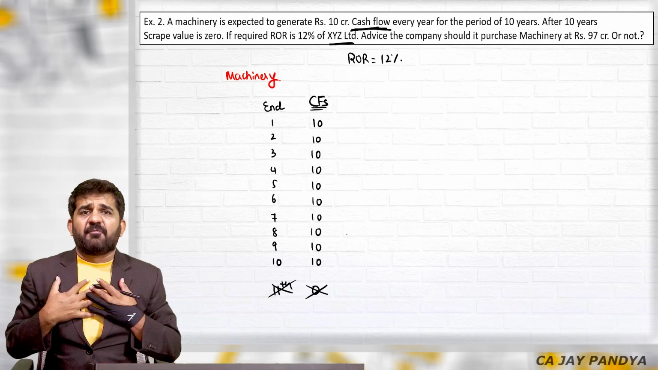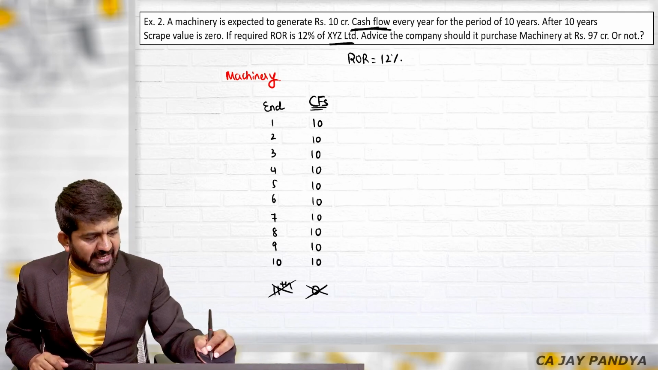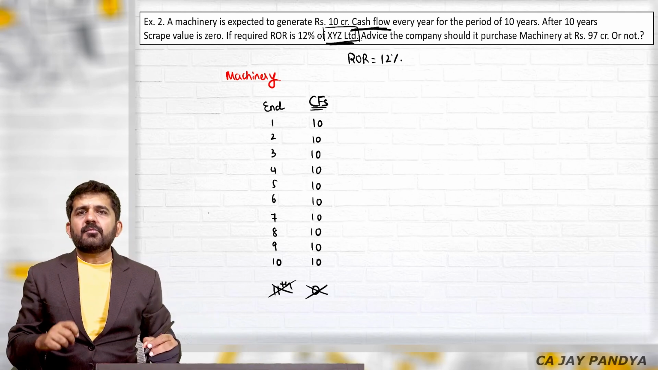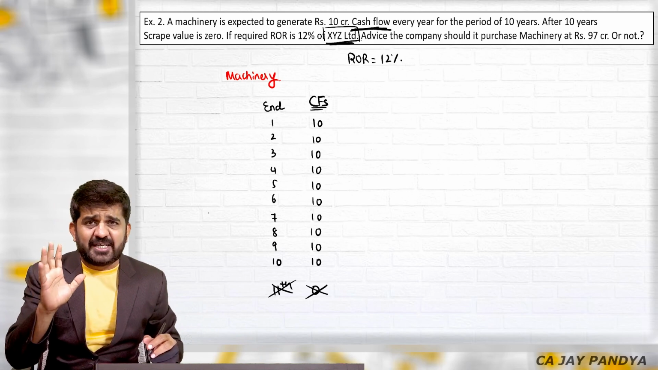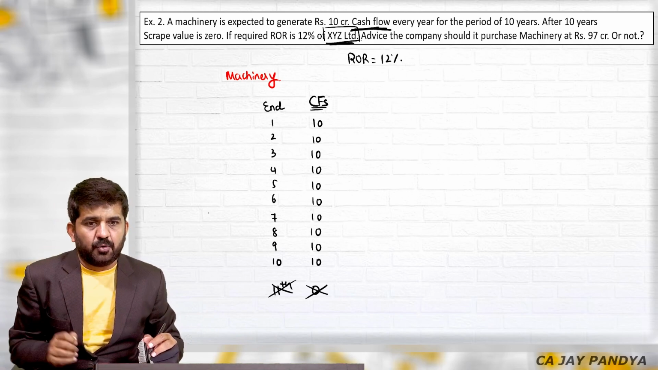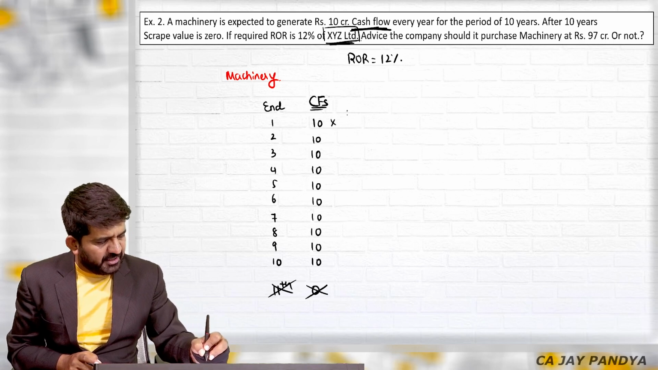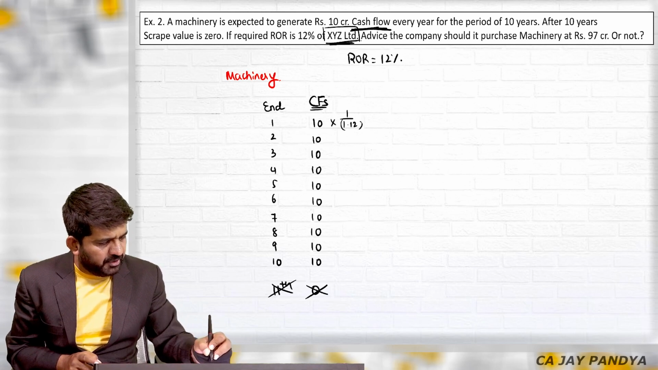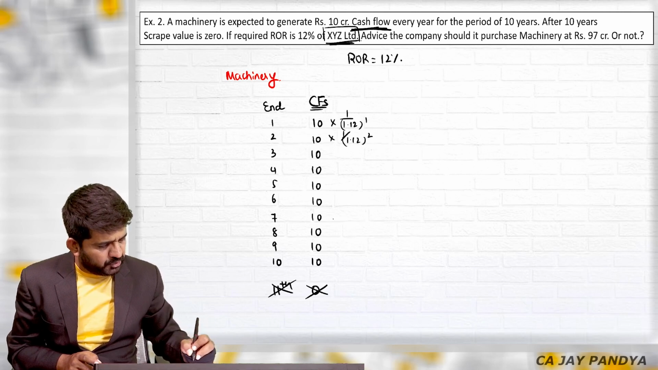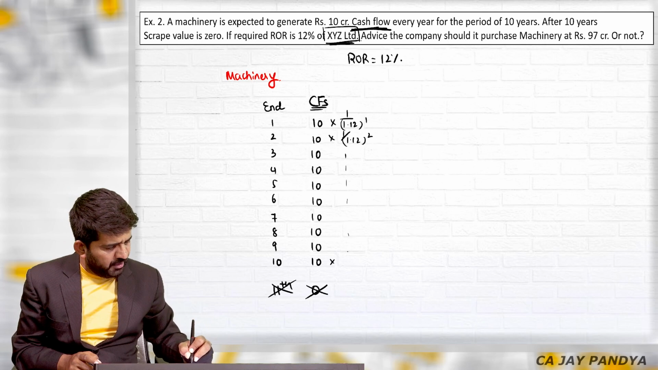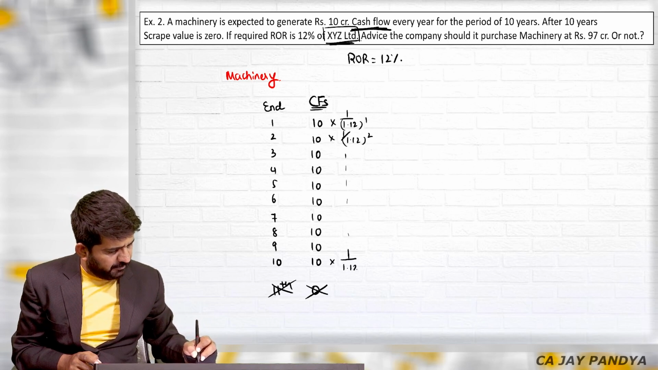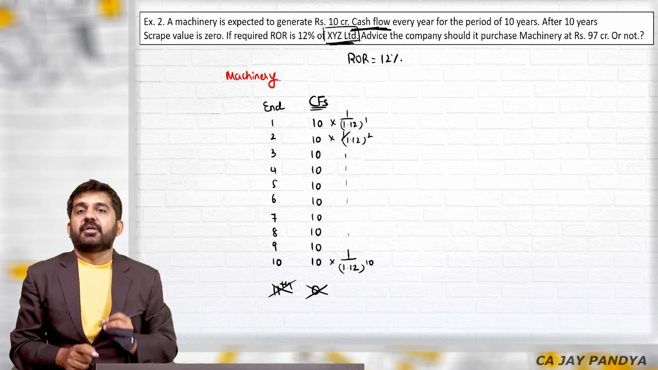How? First we will be finding out our valuation. Our means XYZ's valuation. What will be the valuation? Present value of future cash flow. What is the present value of future cash flow? I'll just find out the present value. 1 divided by 1.12 raised to 1. This will be 1 divided by 1.12 raised to 2. So on. This will be 1 divided by 1.12 raised to 10.